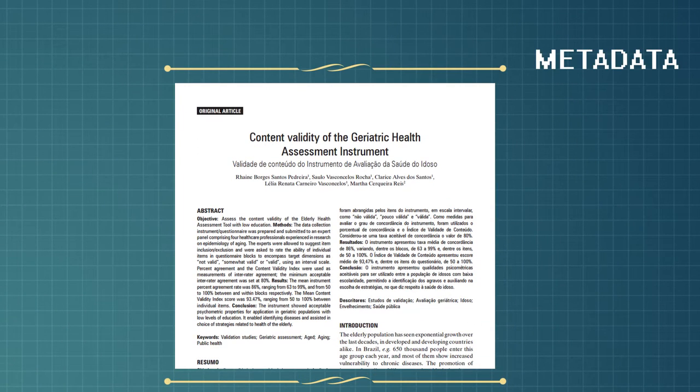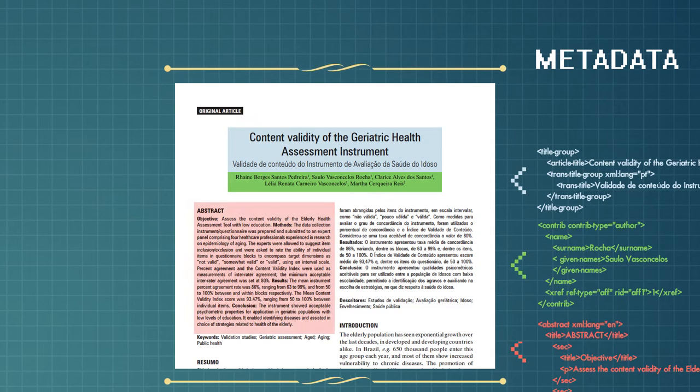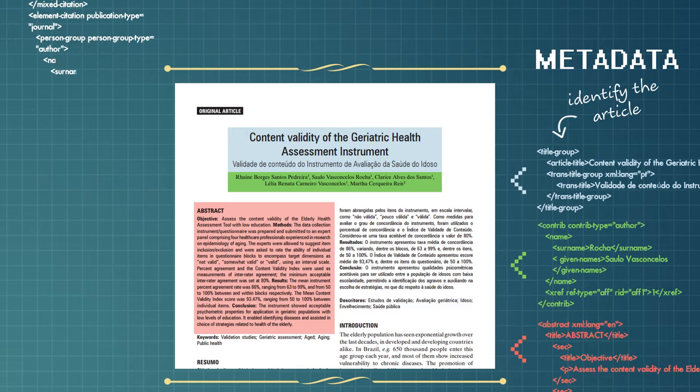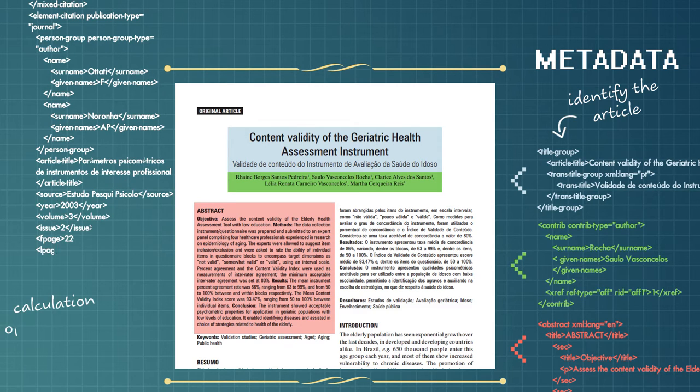Thus, it is possible to extract from the marked text metadata such as title, authors, abstract, keywords, submission date, approval date, among others that identify the article, as well as the elements of the references cited by the articles which are used for the calculation of bibliometric indicators.